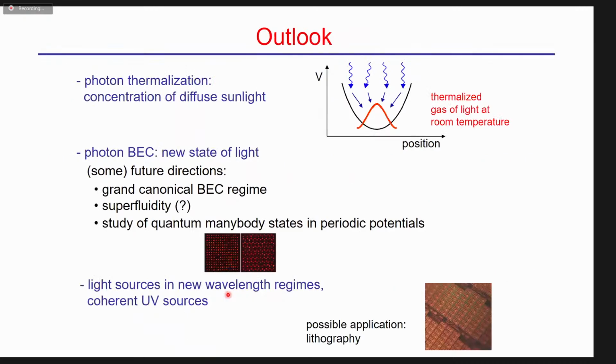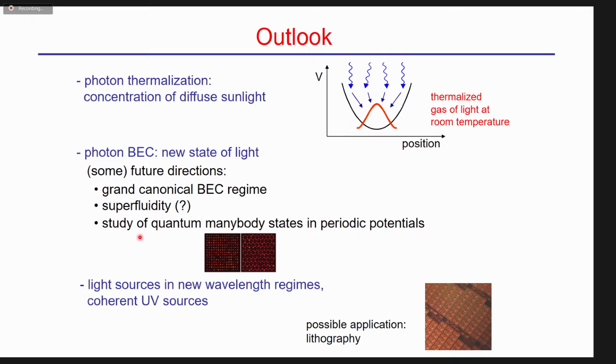In future, photon condensates could be used for the concentration of diffuse sunlight, in principle. I would argue that photon BECs, photon condensates, are a new state of the light field, and some future directions would be to look at the non-canonical regime in more detail. It also would be interesting to look for superfluidity. We know it's a condensate, but we haven't found evidence for superfluidity so far.